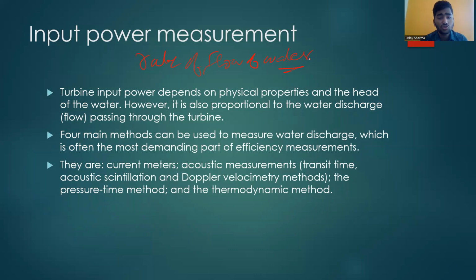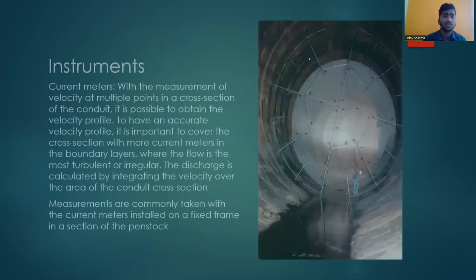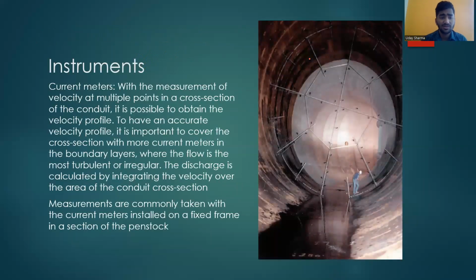Four main methods can be used to measure water discharge, which is often the most demanding part of the efficiency measurement. They are current meters, acoustic meters, the pressure time method, and the thermodynamic method. Let us discuss a few of them. As we can see, the current meters.